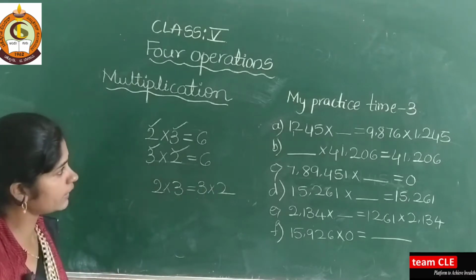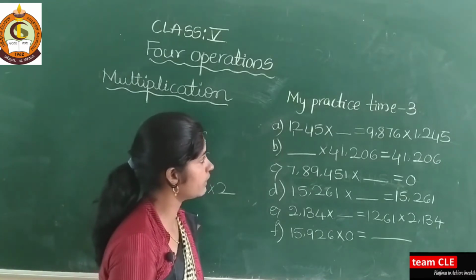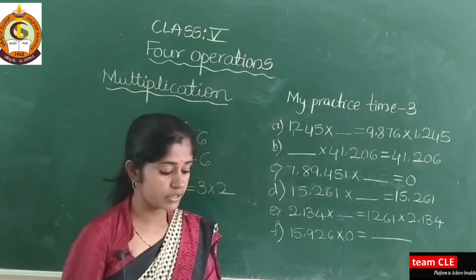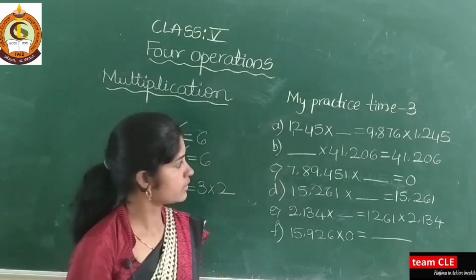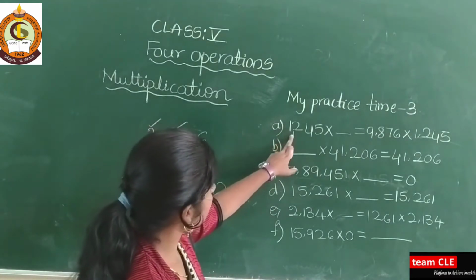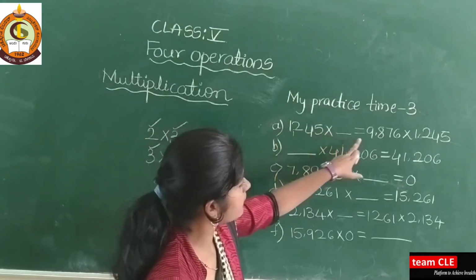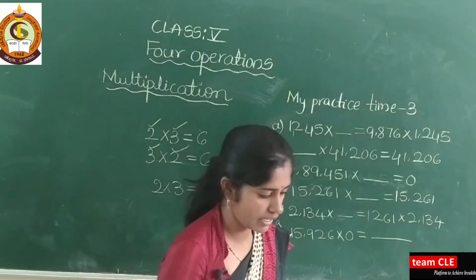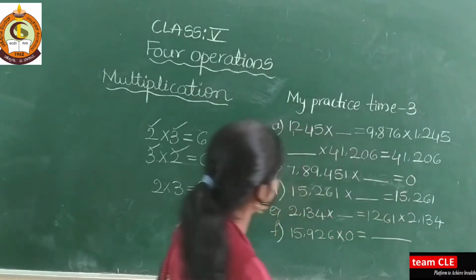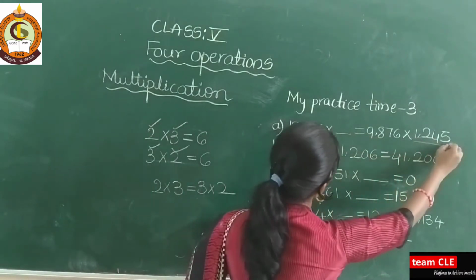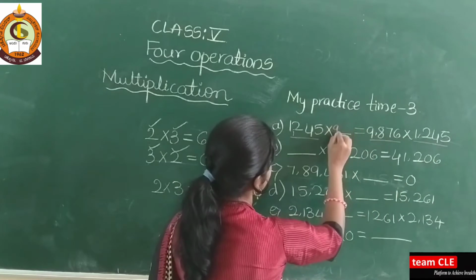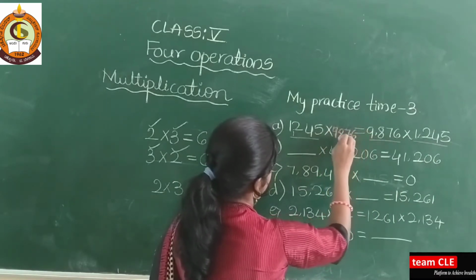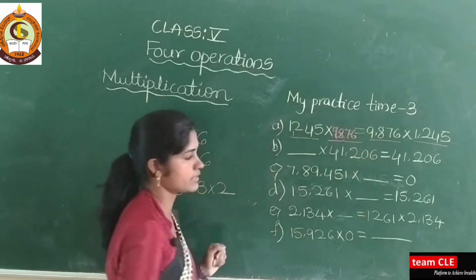Let us see some examples in your My Practice Time 3, page number 98, and the question is fill in the blanks. Here, 1245 into dash equals 9876 into 1245. So what will be the answer here? Tell me. Here 1245 is there on both sides. So I have to write here 9876. 9876 will be the answer.